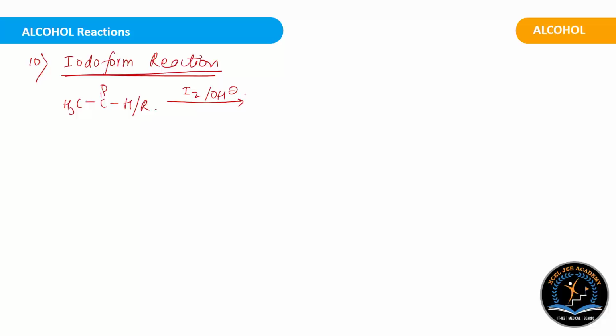Now this is a withdrawing group, C double bond O. Oxygen is more electronegative, so it will pull the electrons towards itself. Therefore there will be a deficiency of electrons on this carbon, and along with that there is a hydrogen. This withdrawing group is pulling off the electron, so the carbon hydrogen bond gets weakened, and because it gets weakened, this hydrogen becomes acidic in nature. That means in the presence of a base this hydrogen can be removed.